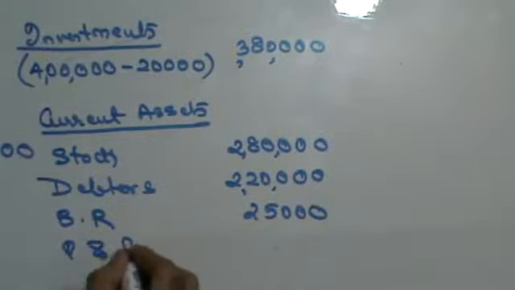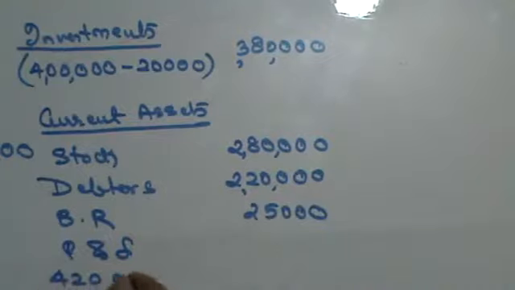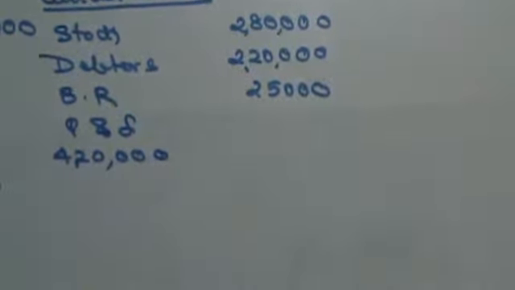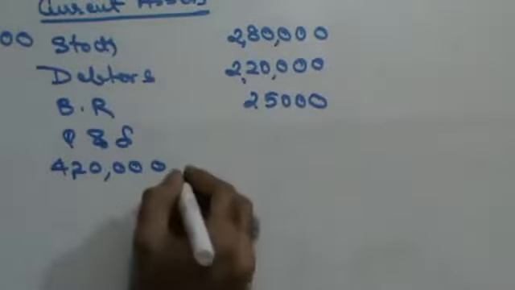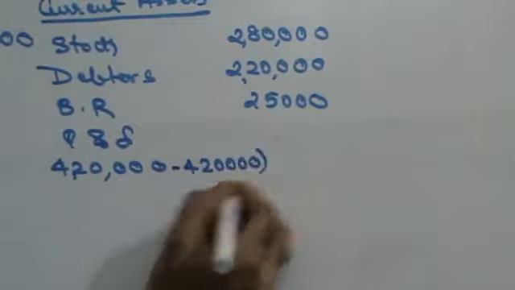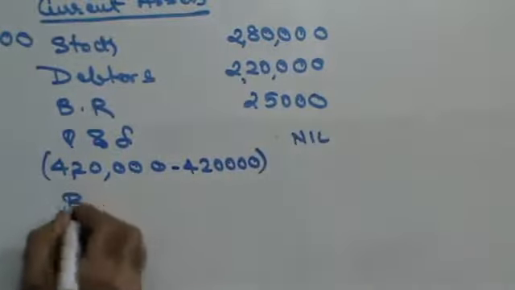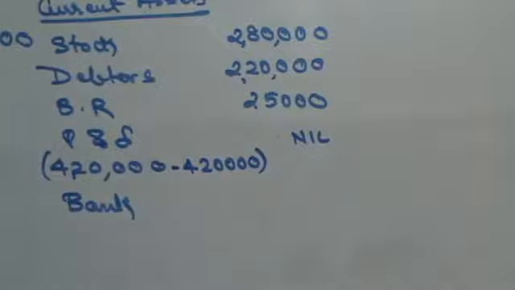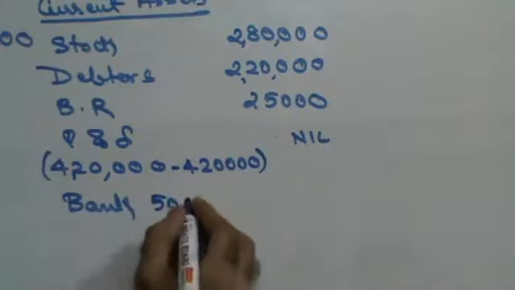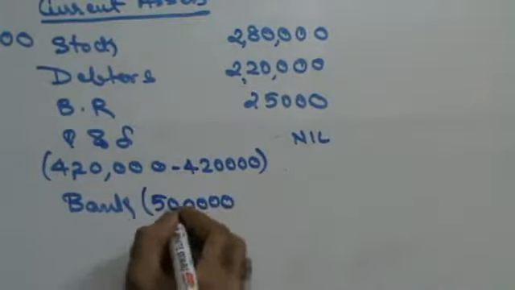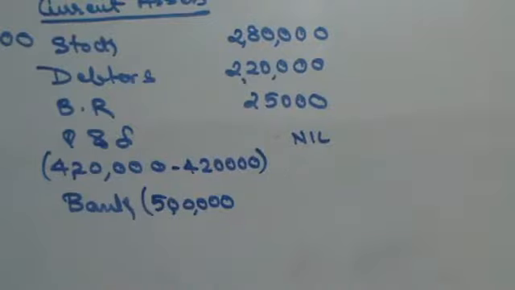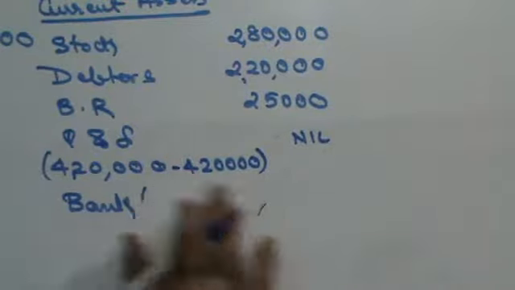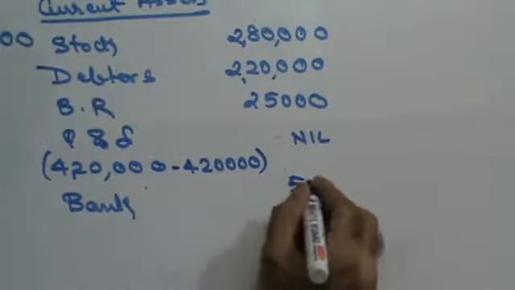Profit and loss 4,20,000. And in the balance sheet, you have profit and loss on the credit side 4,20,000. So profit and loss becomes nil. Then you have bank. Now let's see the bank figure, guys. You have bank on the debit side 5 lakhs, so that will be added. That's the only entry that you have.